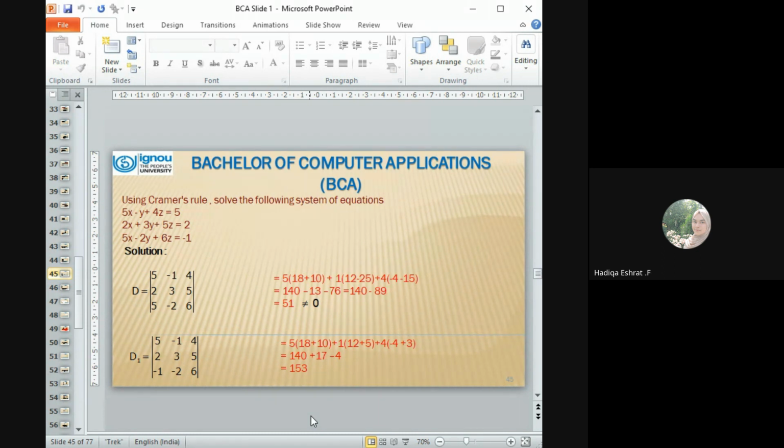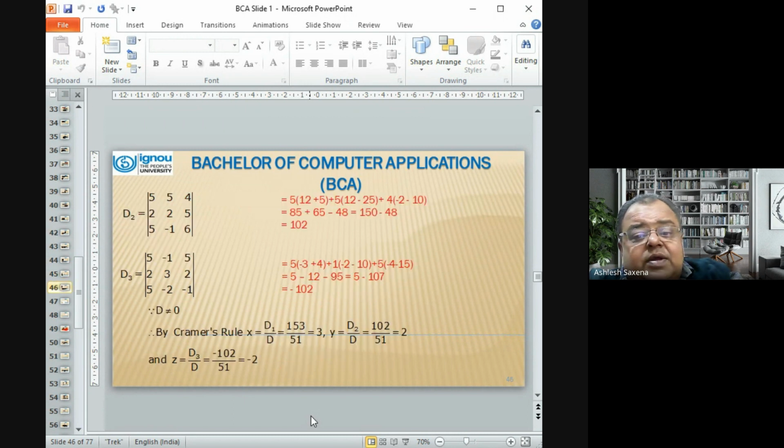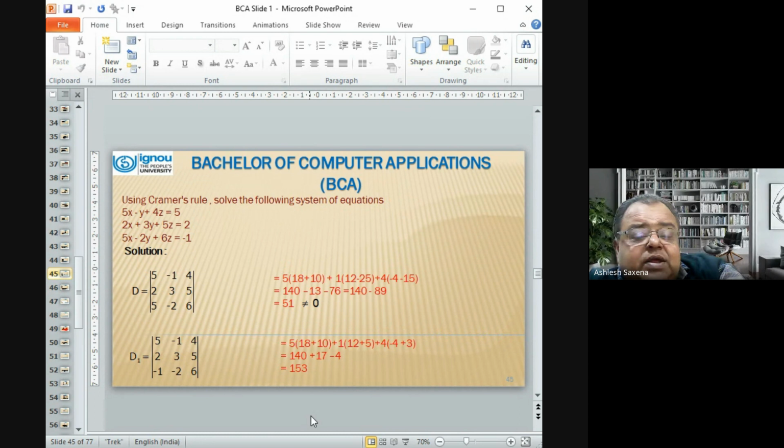The answer first 0 and minus 2 and minus 1. Madam, just let me know, where is the value of 4Z? You have three values. X is equal to 3, Y is equal to 2, and Z equal to minus 2. 5 into 3 is 15. 15 minus 2 is 13, and 13 minus 8 is 5.